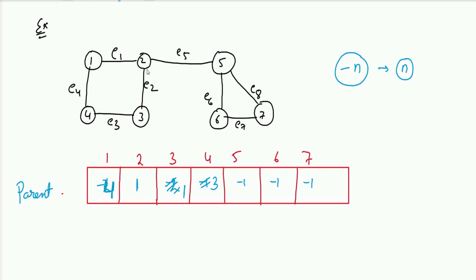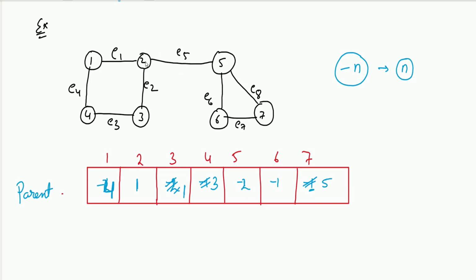When we try to add the edge between 5 and 7, let's say parent of 5 is -1 and parent of 7 is -1. They are both negative, so it means they belong to different sets. Then we can change the parent of 7 to 5 and add this -1 to the previous -1, and it will become -2.